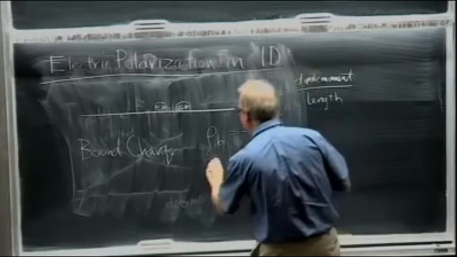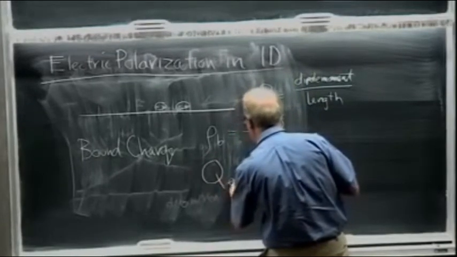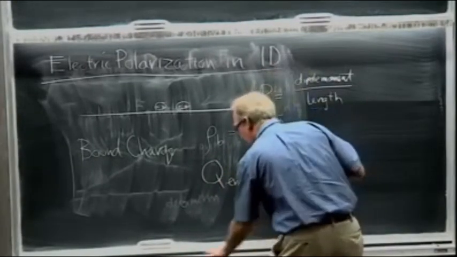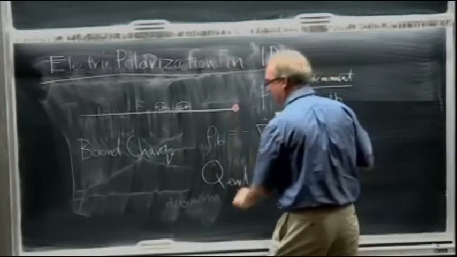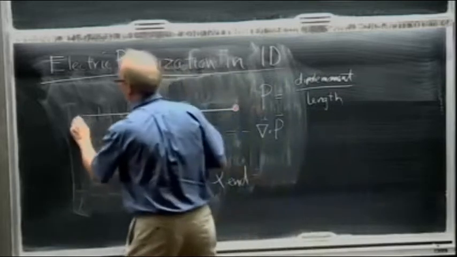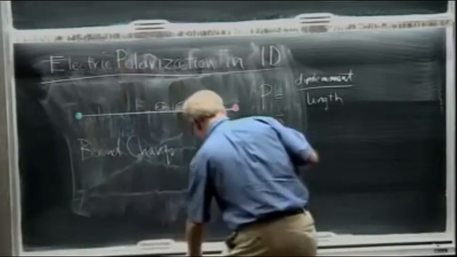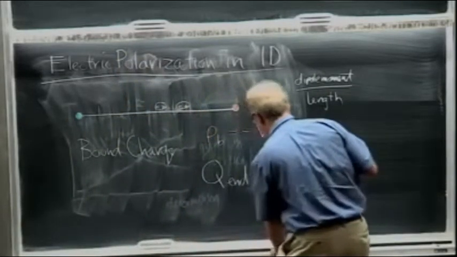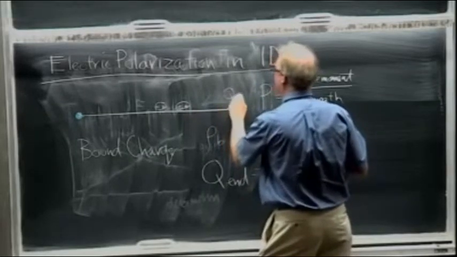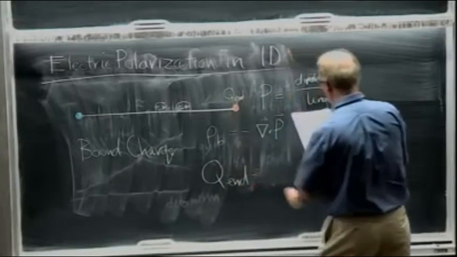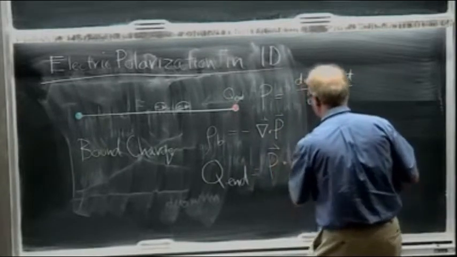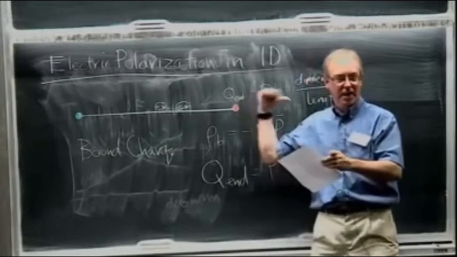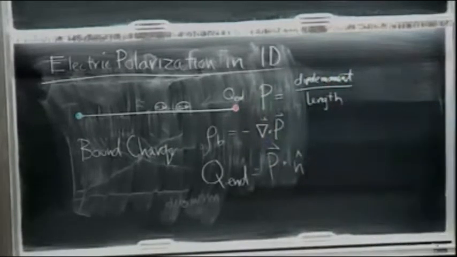And then at the end, there's going to be a leftover plus charge at one end and minus charge at the other end. So I can call this Q end. And Q end is just going to be equal to the polarization dotted into the normal of the end. Okay?